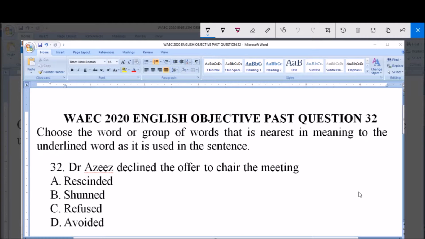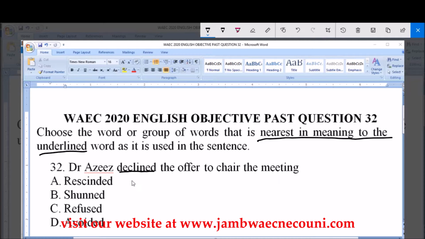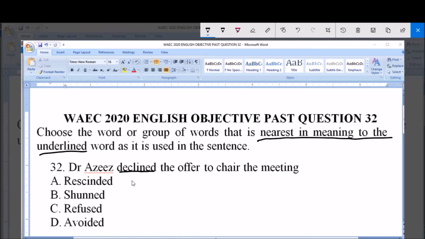Question number 32 says that we should choose the word that is nearest in meaning to the underlined word in this sentence. And the underlined word in this sentence is declined. The sentence says, Dr. Assis declined the offer to share the meeting.